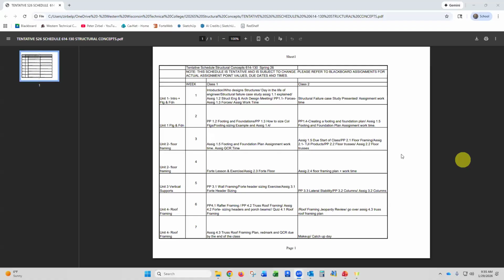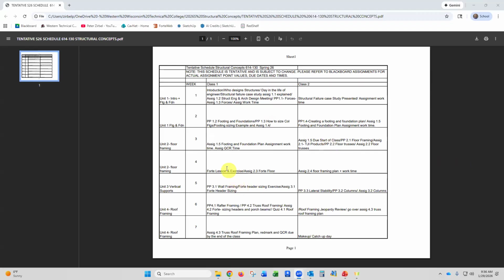So we're switching gears. We did footing and foundation last week, in the first class of this week. Now we're moving on to floor framing. And today I'm going to show you two PowerPoints. I'm going to show you an overview of floor framing, and then I'm going to show you a PowerPoint on trusses. And then we have two assignments, and I'm assuming I'm going to give you enough time to get the two assignments done in class.